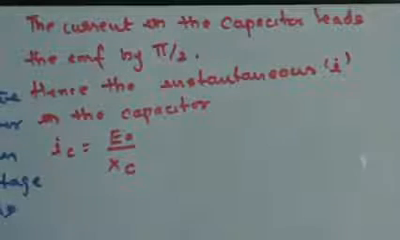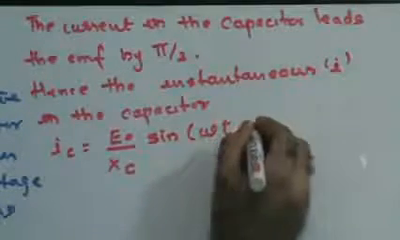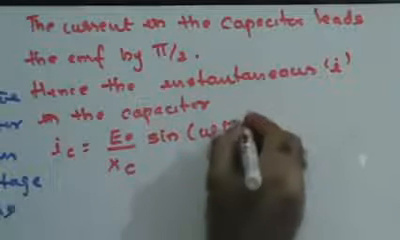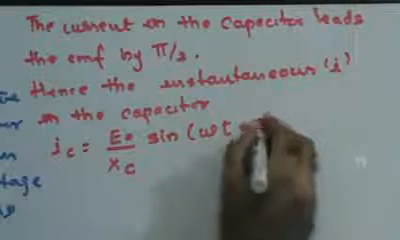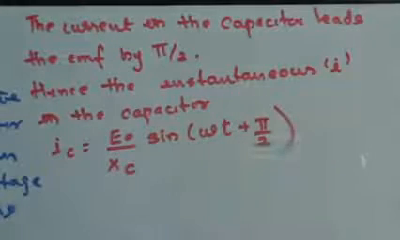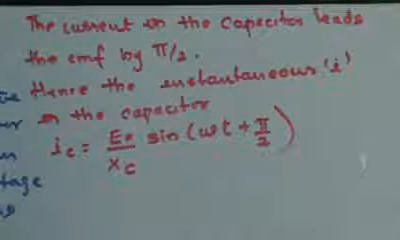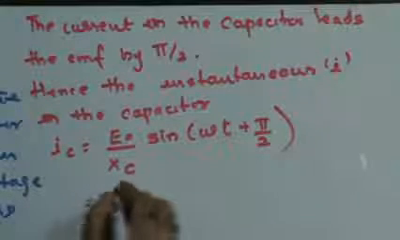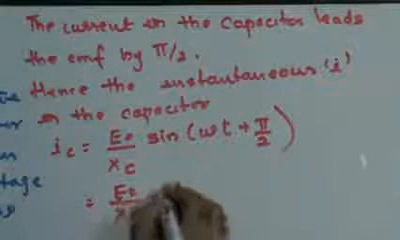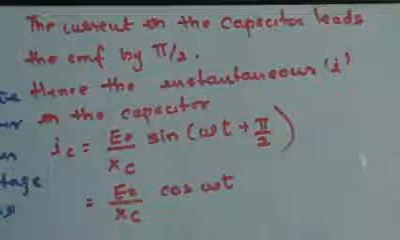So current is going to be EMF upon resistance. Since it is instantaneous, this is sine omega t. Since it lags, it is going to be plus. No, it leads. Capacitance leads. So plus pi by 2. The current leads the EMF, therefore plus pi by 2. In which case I can say sine of pi by 2 plus theta is cos theta. So this is going to be E0 upon XC cos omega t. That will be my current in the capacitor.